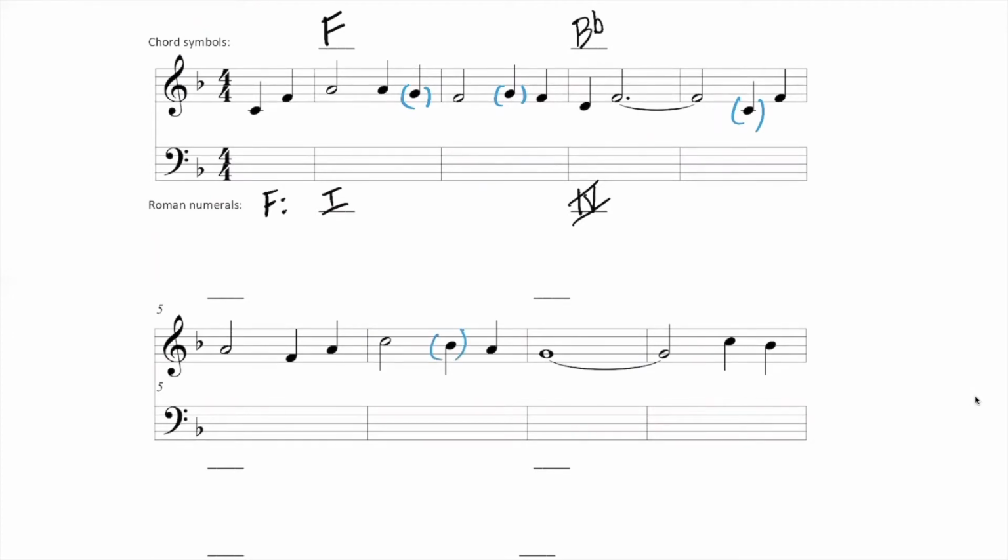In my analysis, the A, the F, and the C seem most important on the basis of metric placement and duration. Lucky for us, there is one chord that has all 3 of those notes, and that is tonic. So I am going to harmonize measures 5 and 6 with an F major chord.